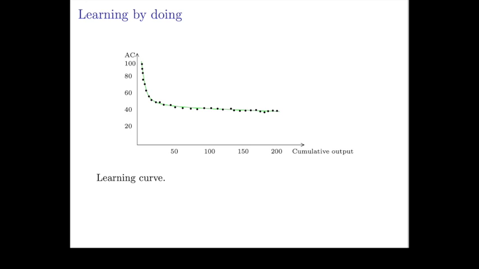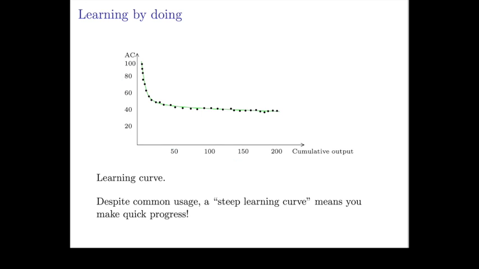So let's say, given that you've produced a certain amount cumulatively, your average cost is going to be decreasing as a function of that. So we call this the learning curve. So despite common usage, a steep learning curve doesn't necessarily mean that it's difficult to learn, but rather it means that you're making quick progress. So the steeper this curve is, the faster your average cost decreases as you produce more.